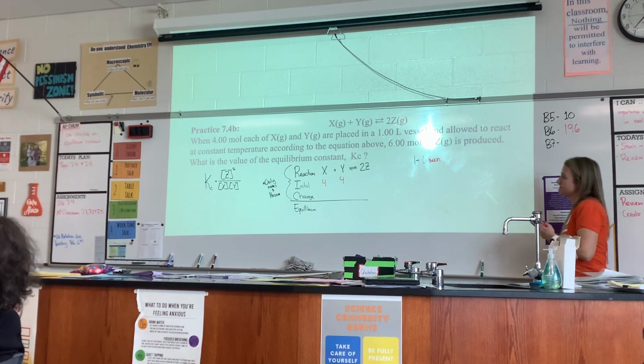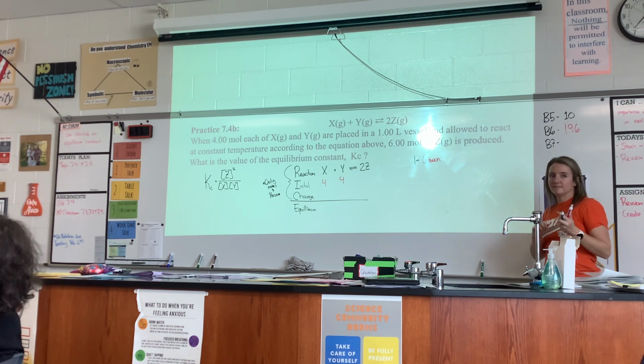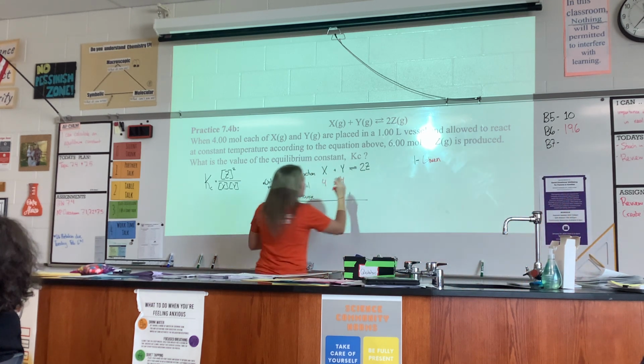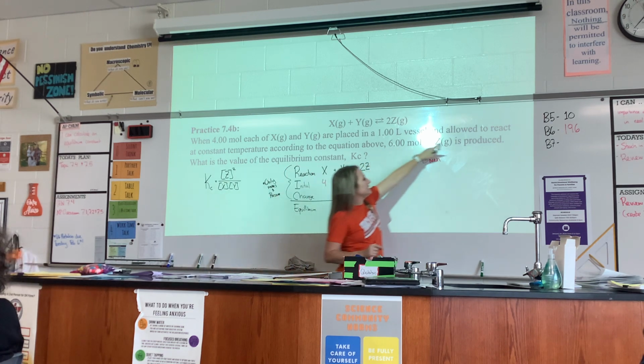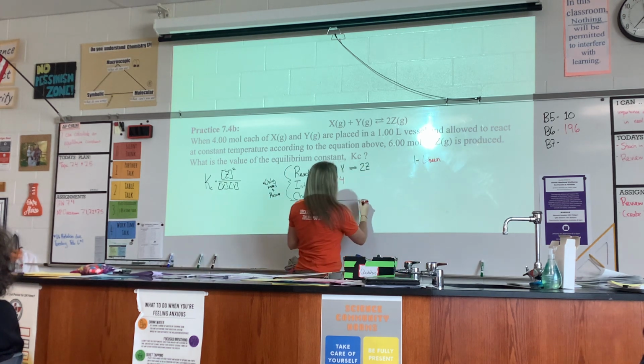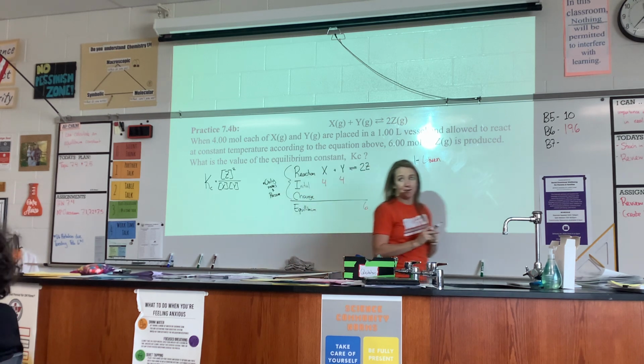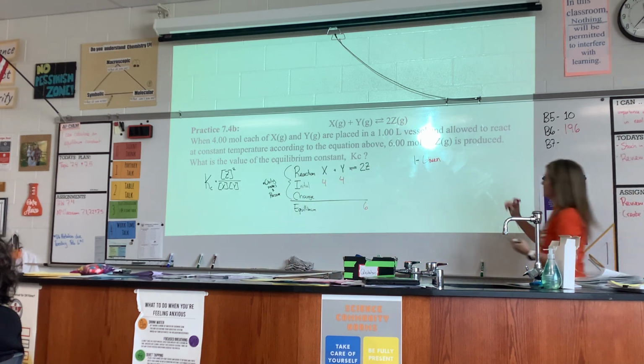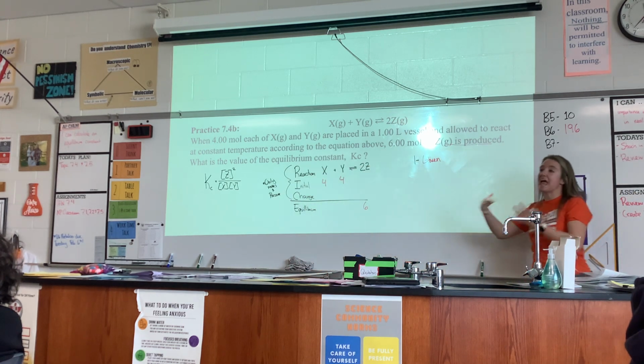Where would that go, Bryson? Where the Z is. Underneath the Z. Is that how much I'm starting with or ending with though? Oh, and then that's at the bottom. Good catch. So Bryson, notice, it says we have 6 moles of Z being produced, so I'm going to put that down there, because it's being produced, so it's the end amount.